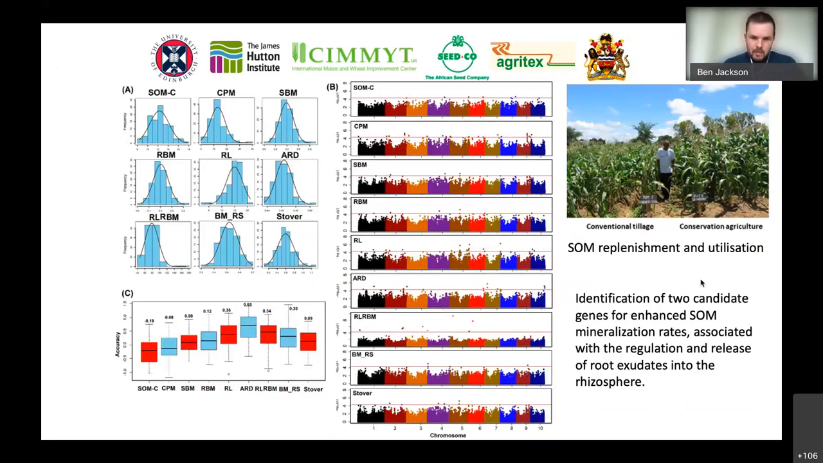And this work is what's being used to inform the Africa Soil Project, which is essentially about up and outscaling these results to help breeders to identify maize lines that are going to be optimal for inclusion in conservation tillage and conservation agriculture approaches in Zimbabwe.